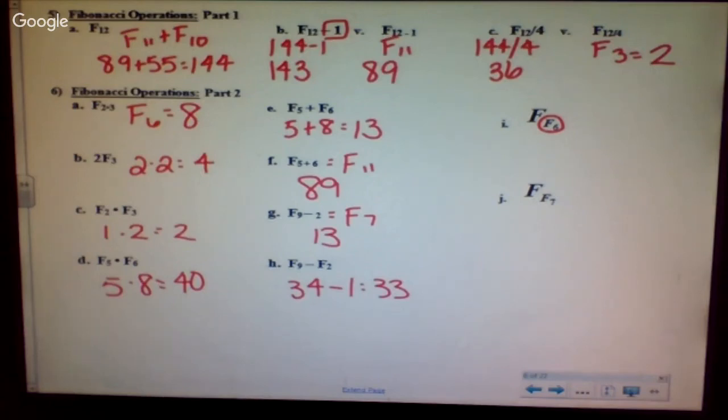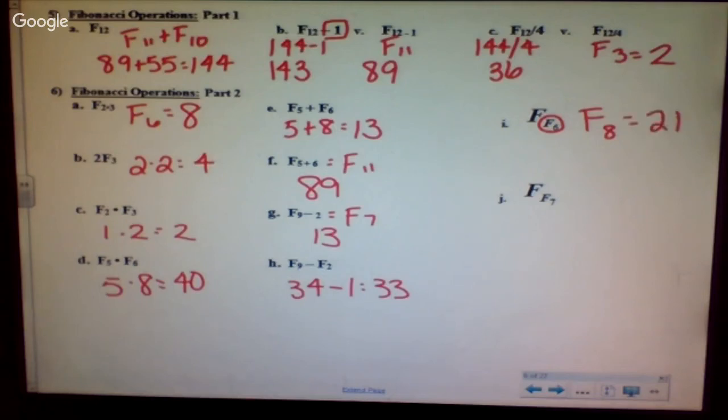8. So you're truly trying to find F sub 8. The sub is F sub 6, so you need to find the value of F sub 6 first, and then that gets put in as the sub. F sub 6's value is 8, so you need to find F sub 8. What is the value of F sub 8? 21. So your final answer here is 21.